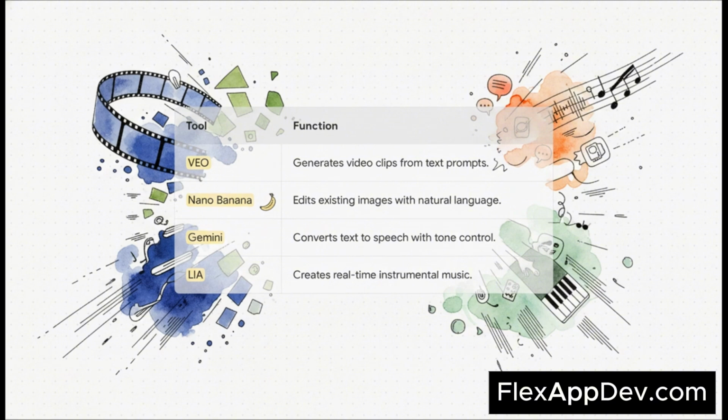You've got Nano Banana, which has been a total viral sensation for editing images. Gemini handles text-to-speech with really fine-tuned control. And Lyria can even generate instrumental music on the fly. It's a full-on creative toolkit.